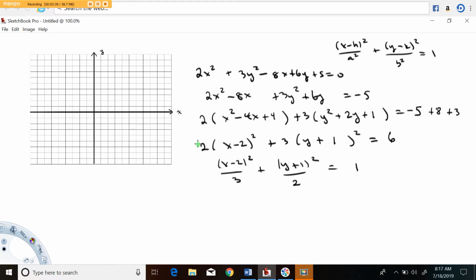Make sure I did that right. So 2 over 6, 1/3. 3 over 6, 1/2. All right, so we've got the majority of the work done. Now, we can do some comparisons here.